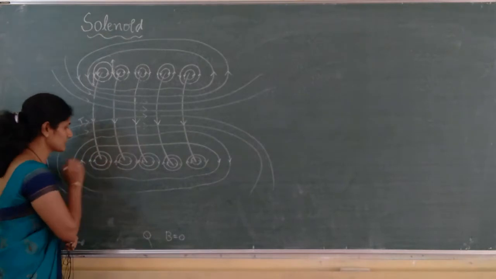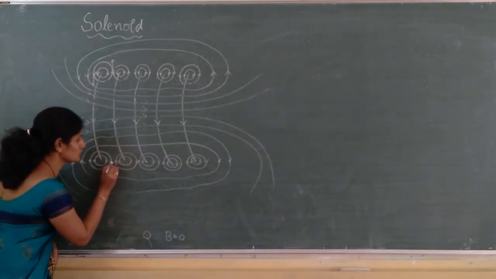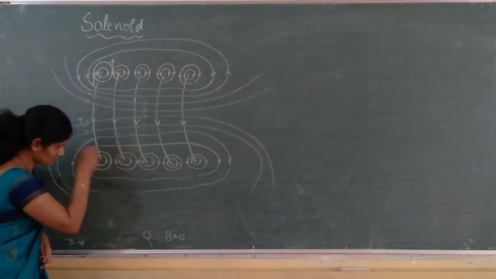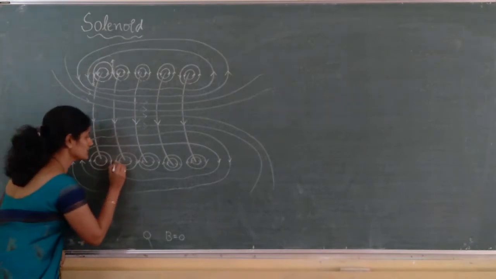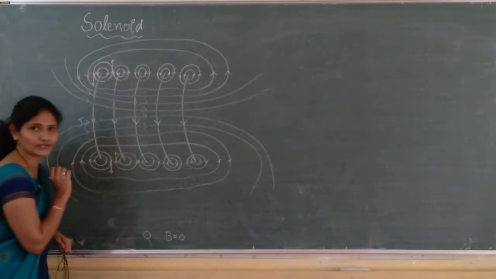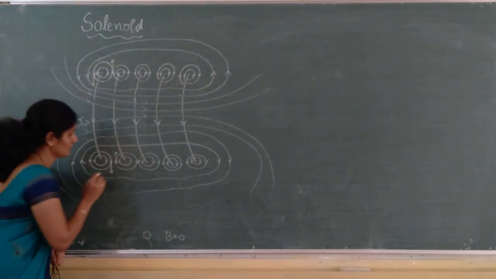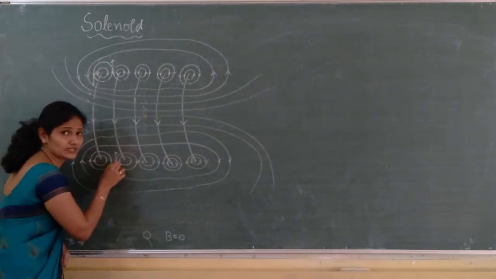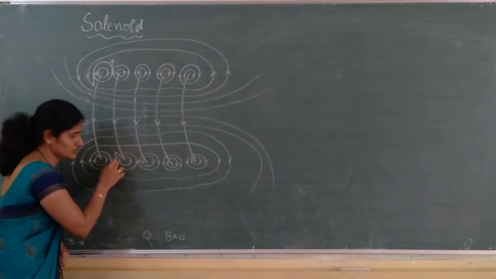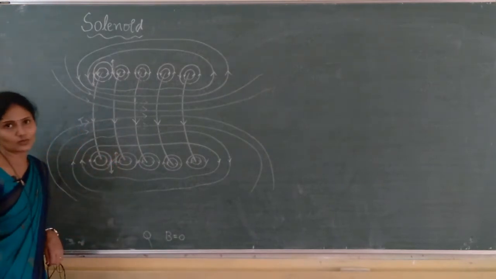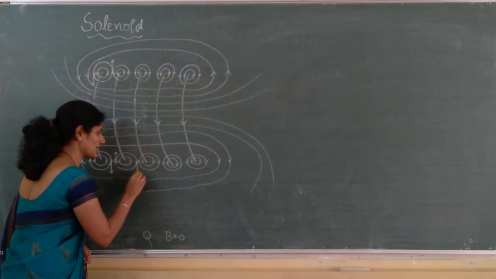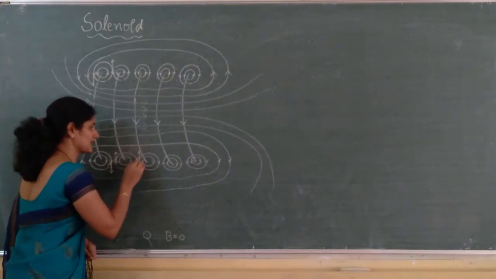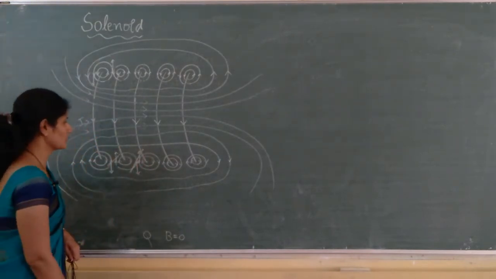Okay? So, at the surface, consider these two field lines. Here, the direction of the magnetic field is downwards. This is the direction of the magnetic field, and here this is the direction. The magnitude of the magnetic field is the same, but the directions are opposite. So, these two cancel with each other. Here also we have the magnetic field. The direction is like this, here the direction is like this. These two cancel with each other.